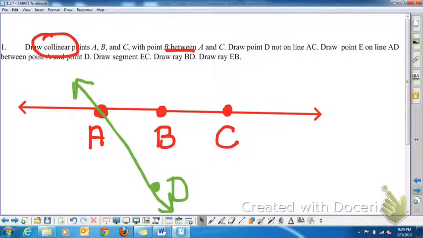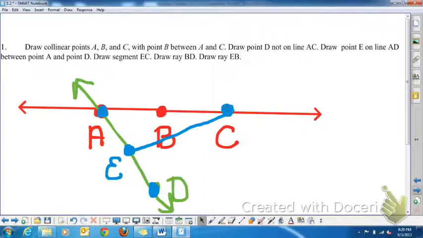And we're going to put point E on line AD. Point E on line AD, between points A and D. Then we're going to draw a segment EC. Now remember what a segment is. A segment has two endpoints. So you want to end at E and extend through C, ending at C.